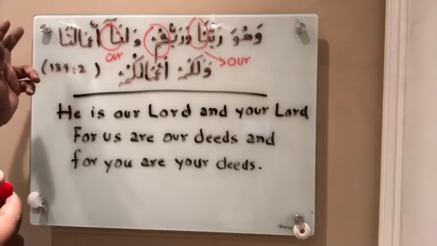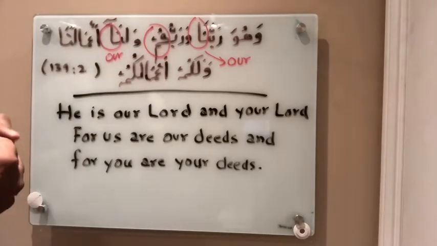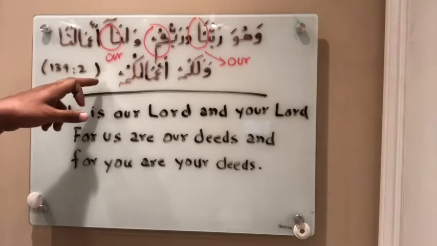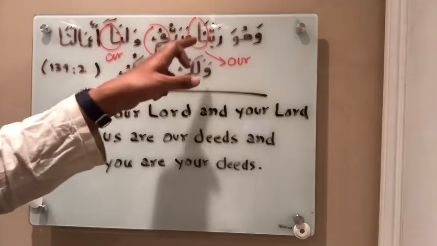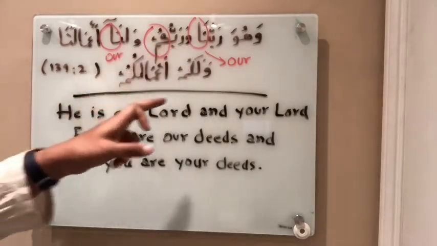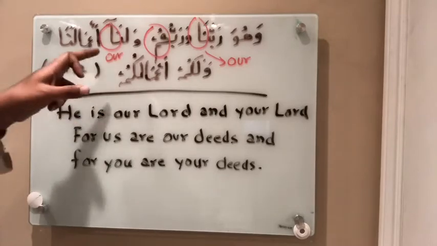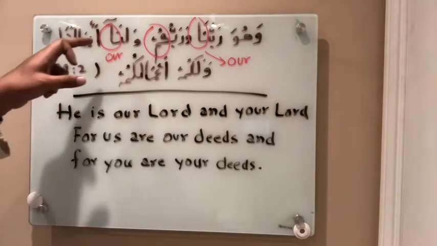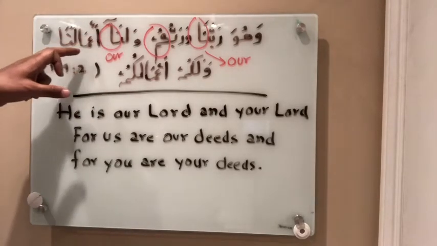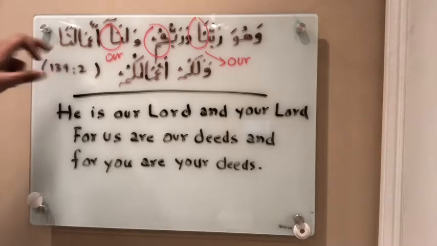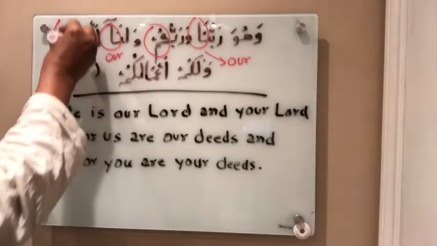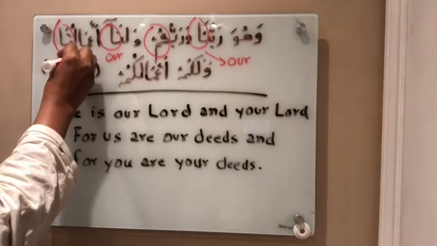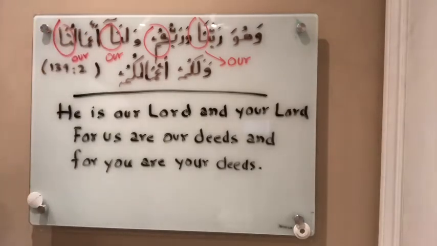The reason I'm saying piece is because it's not the full ayah, right? It's part of the ayah. Anyways, so wahuwa rabbuna, he is our Lord. Wa rabbukum, and your Lord. Walana, and for us are amaluna. Again, na is pointing to ours. For us are our deeds.